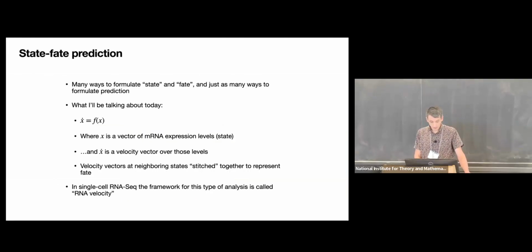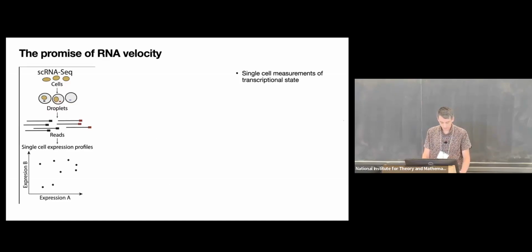Okay, great. So the title of this session is quantitative frameworks for state fate prediction. Those words can be defined in various ways. The particular form of state and fate that I'm going to be talking about lives in genomics land, where state is determined from a gene expression profile. So we'll call X a vector of gene expression levels, and we're looking at the time derivative of X. In the single cell RNA sequencing field, many of you may be aware this is called RNA velocity analysis, where we observe these sorts of vectors across an entire cloud of points, and somehow we can stitch those together to represent fate.